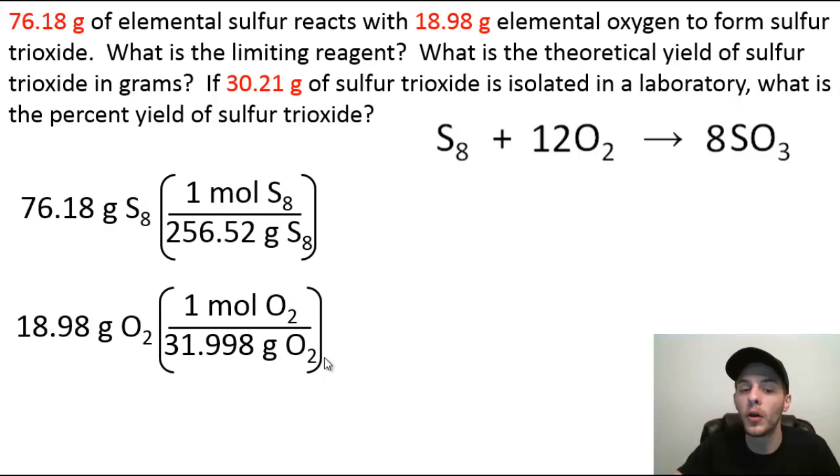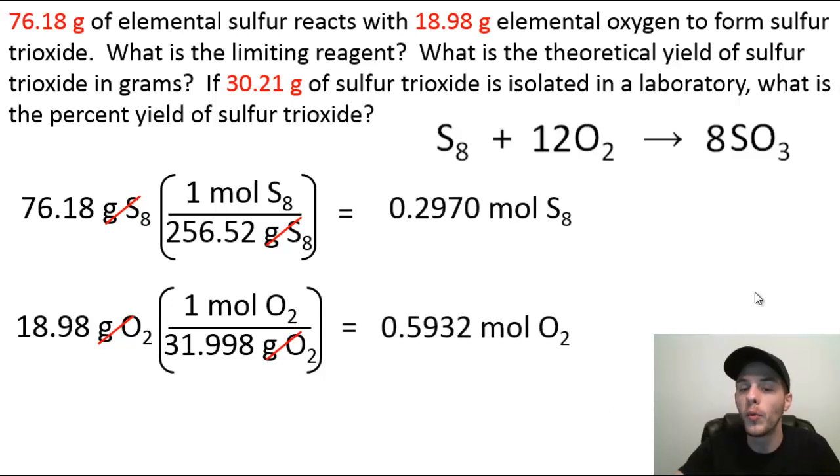So that's how we're going to go from the mass to the moles. Grams are going to cancel, and that's going to leave us with the molar amounts of sulfur and oxygen that we've been given, which are 0.2970 moles of sulfur and 0.5932 moles of oxygen.